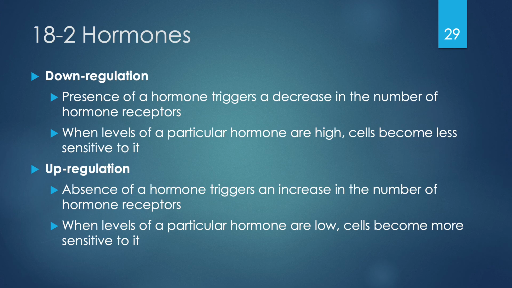The absence or presence of a hormone also affects how hormone receptor proteins work. So they can either be downregulated or upregulated. Downregulated is when a specific hormone present will trigger a decrease in the number of hormone receptors present. So, for example, when a specific hormone level gets too high, the cells just become less sensitive to it and just kind of ignore it. Alternatively, we have upregulation, in which the absence of a hormone triggers an increase in the number of hormone receptors. So, when the levels of a specific hormone are low, then the cells become much more sensitive to that particular hormone.